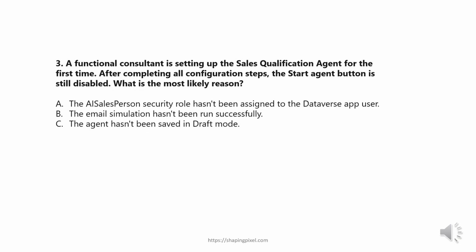A functional consultant is setting up the sales qualification agent for the first time. After completing all configuration steps, the Start Agent button is still disabled. What is the most likely reason? The AI salesperson security role hasn't been assigned to the Dataverse app user. The email simulation hasn't been run successfully. The agent hasn't been saved in draft mode. Correct answer is option A.